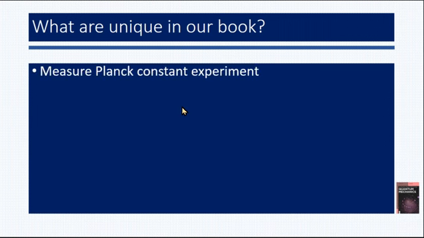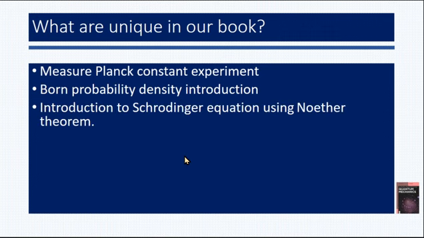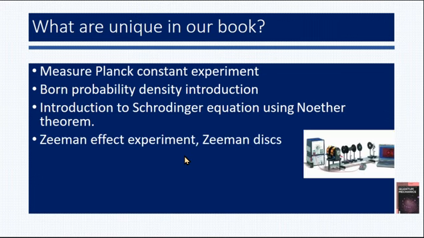in our book. First, we have a section on the experiment to measure the Planck constant, and this is done by our students. And Born probability is introduced in a novel way, and we have not seen anyone else use the same method. We also introduced the Schrödinger equation using the Noether theorem, which is quite useful in the beginning, including the time-dependent Schrödinger equation. We are very proud of the Zeeman experiment, and we introduced a new concept called the Zeeman disk. So here is the diagram in our experiment we used.